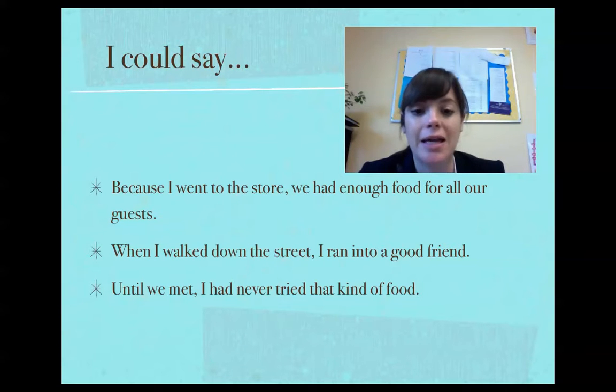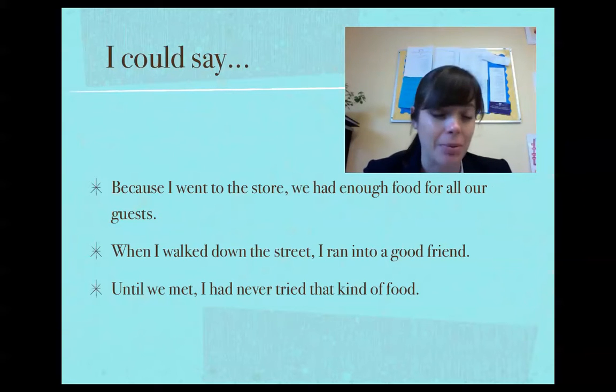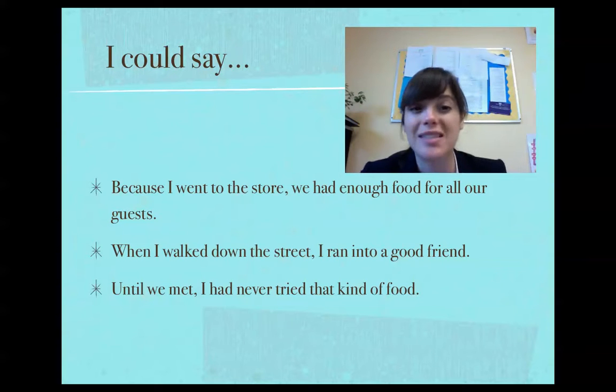Until we met, I had never tried that kind of food. Alright, good, so we have a complete thought there. I know what happened until we met. Now notice that in each of these situations where I began with one of these cliffhanger words, I had to basically add a complete sentence at the end of the sentence. So I said, we had enough food for all our guests. I ran into a good friend. I had never tried that kind of food. So in each of those, I basically had to add another subject and verb to complete my thought.